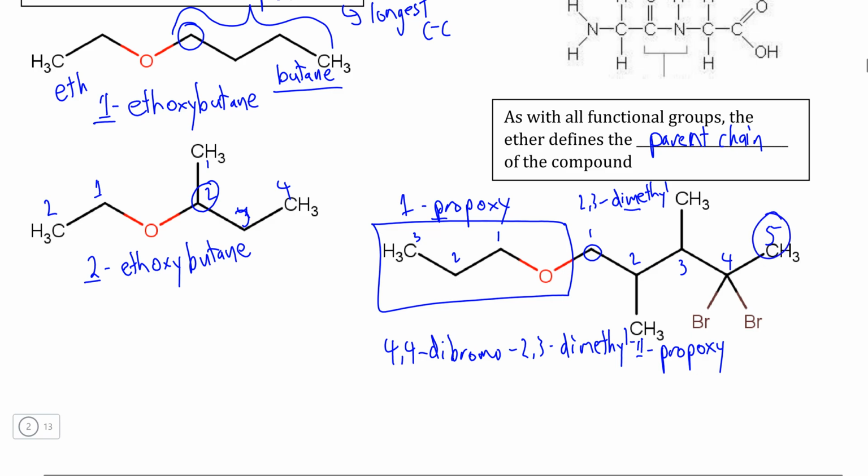And then finally we would list off the parent chain, which has in fact 5 carbons, so this would be pentane. So the whole name of this ether-linked molecule would be 4,4-dibromo, 2,3-dimethyl, 1-prop-oxy, pentane, like this, where the smaller hydrocarbon that is linked via an ether is effectively just considered another side chain like this.